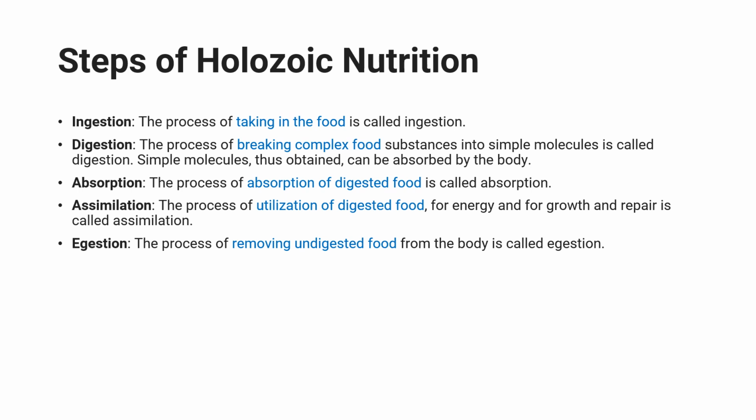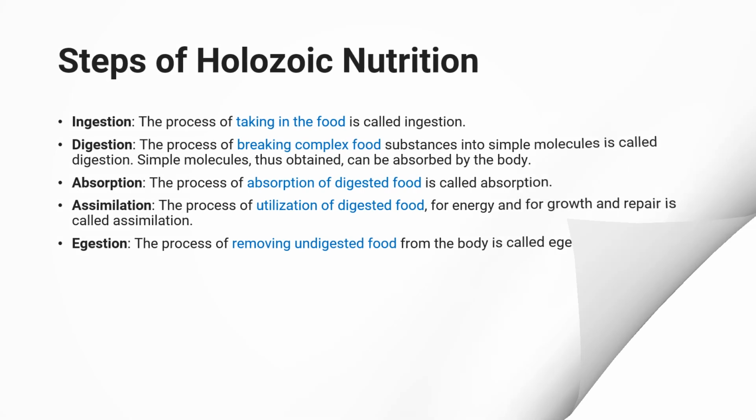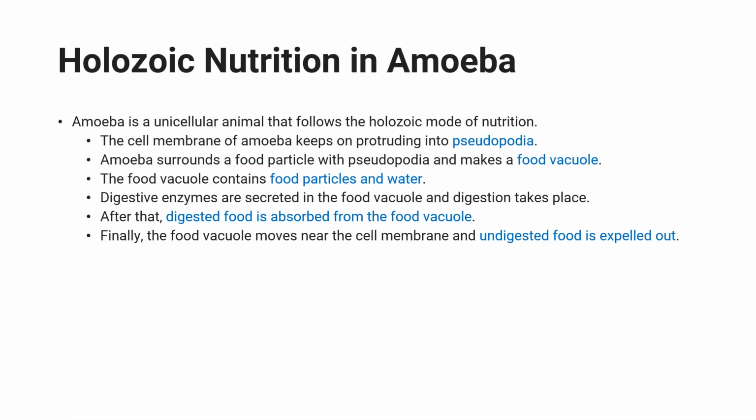Amoeba is a unicellular animal that follows holozoic mode of nutrition. The cell membrane of amoeba keeps on protruding into pseudopodia. Amoeba surrounds the food particle with pseudopodia and makes a food vacuole. The food vacuole contains food particles and water.